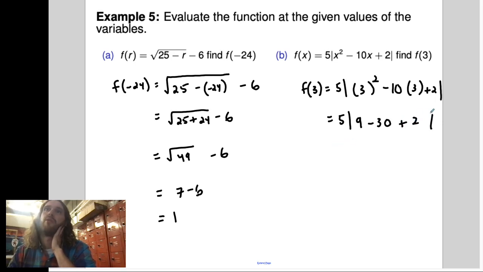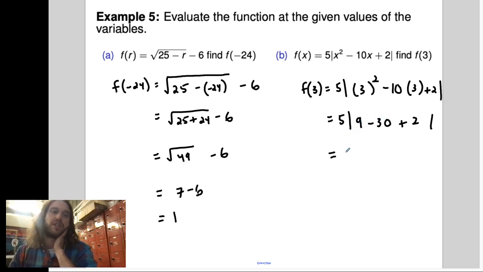Okay, that's not a 1. Remember, this thing over here is an absolute value bar that is associated with this. All right, and so now we need to know what 9 - 30 + 2 is.